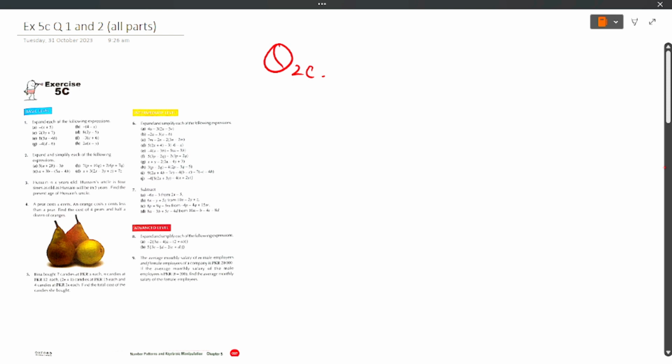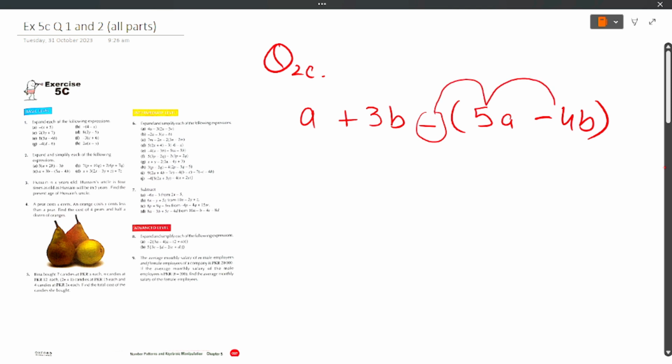C is A plus 3B minus 5A minus 4B. So remember, there is no constant in here, only minus is multiplying inside the bracket. Okay? So I'm going to write A plus 3B as it is. Minus plus minus 5A, and minus minus plus 4B. That's the final after multiplying minus inside the bracket.